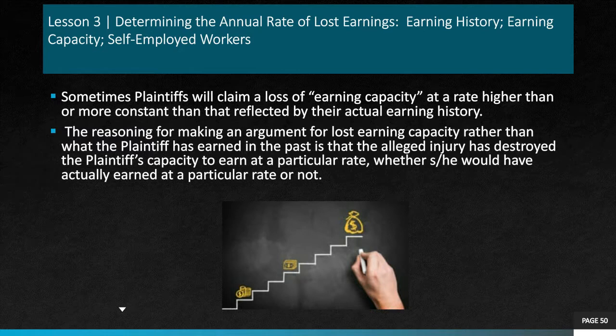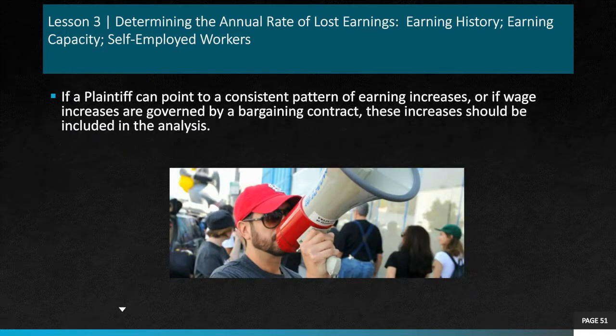Okay. So for earnings increases, usually you want to look back and see a consistent pattern of earnings increases, or wage increases for union workers and so forth governed by a bargaining contract, where the contract goes out 5 years into the future, and every July 1st somebody gets a 3% increase. You can include those increases and they really can't be disputed because there it is.